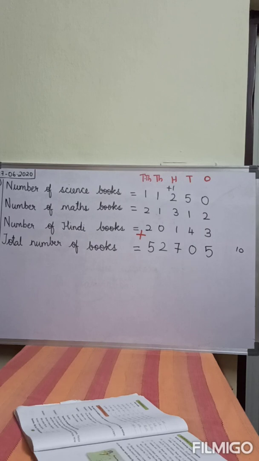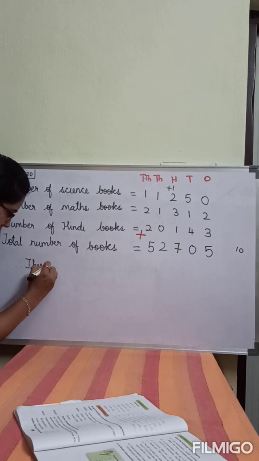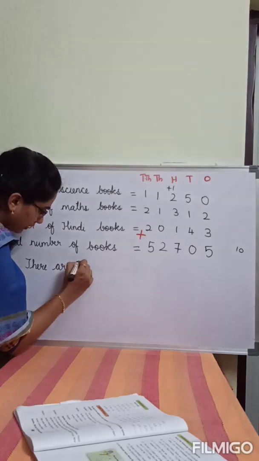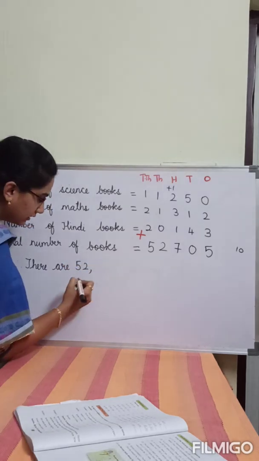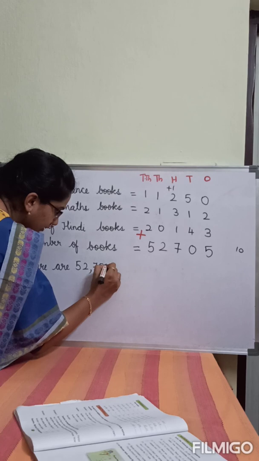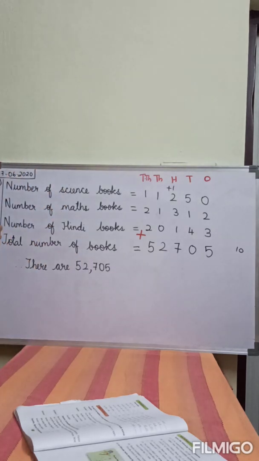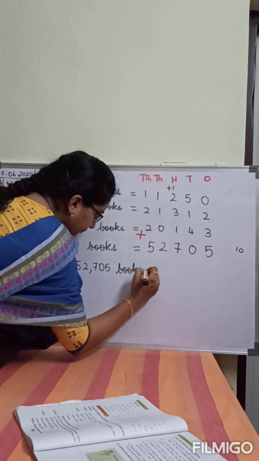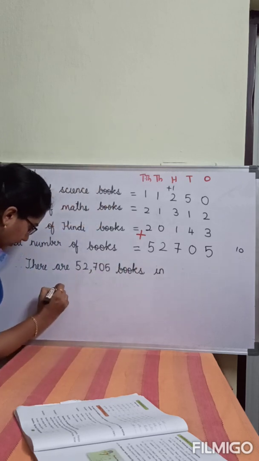So, can we write the last statement now? Yes. Therefore, there are 52,705 books in the library.